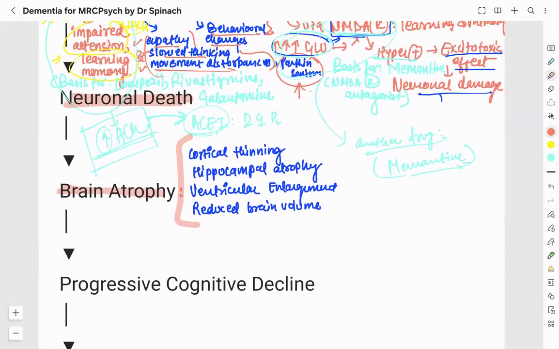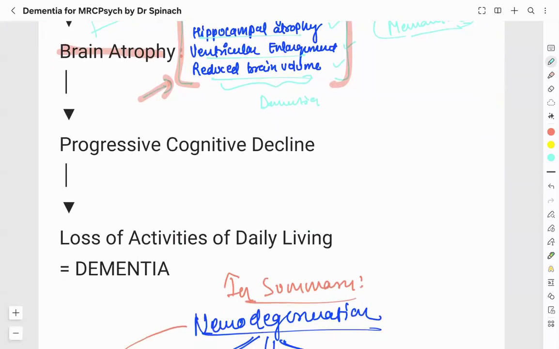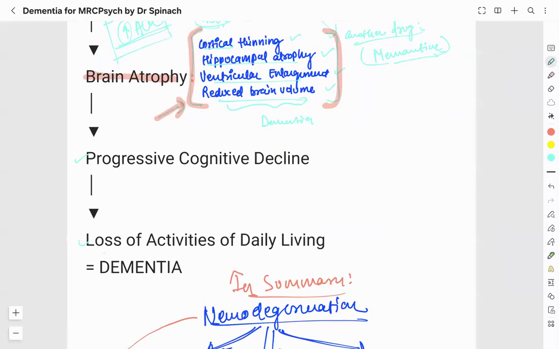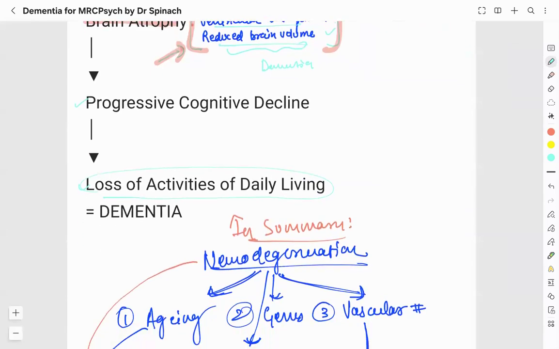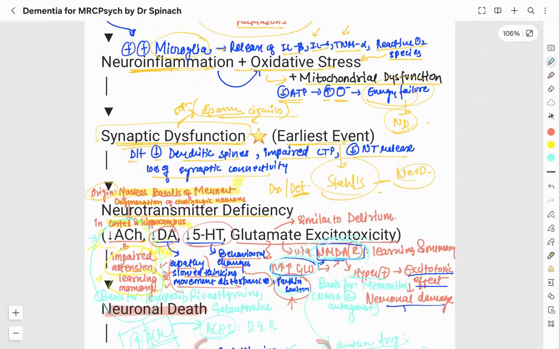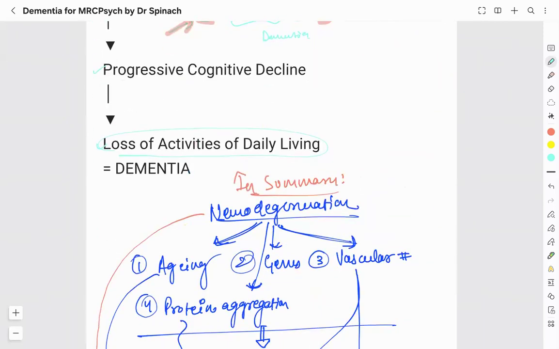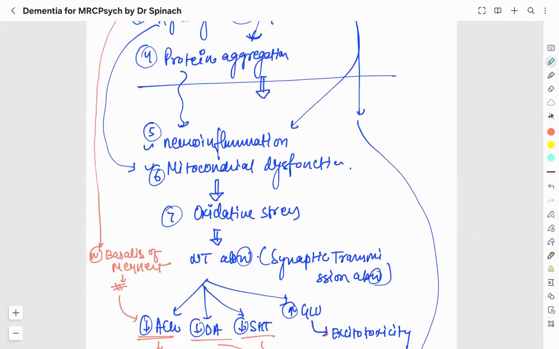Now, these are some of the areas that are most affected. Cortical thinning is seen, hippocampal atrophy, ventricular enlargement, and reduced brain volume. So this is all characteristic of dementia. Now, there is progressive cognitive decline and loss of activities of daily living. So this is the pathophysiology of dementia, which helps us understand a lot of things that we are going to study further. So, I'm not going to repeat this.